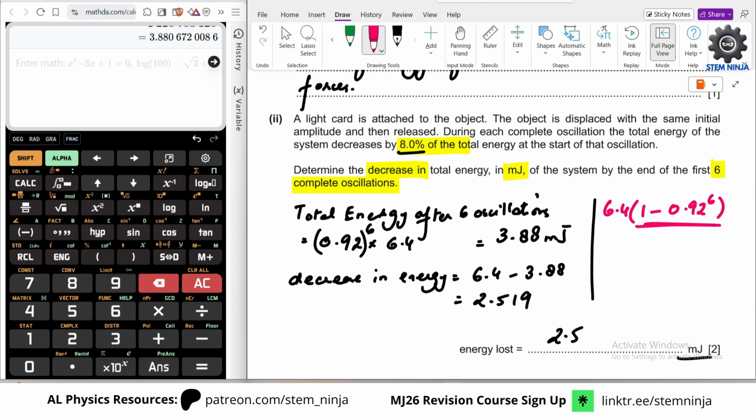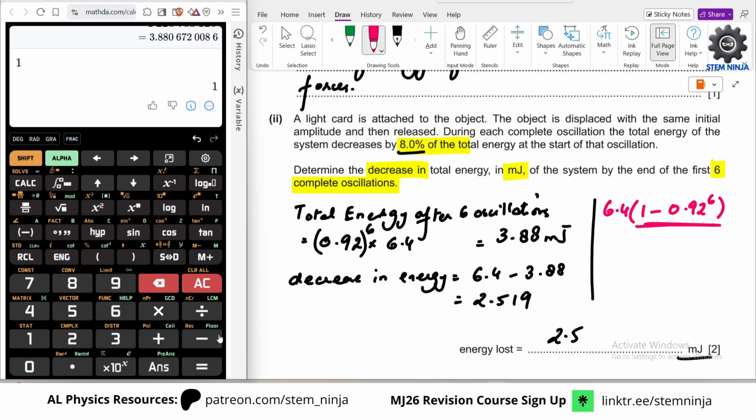So focus on this thing. When we do 1 minus 0.92 raised to the power 6, if you times it by 100, it's just 39%. Okay, so just 39%. So you can check that also.